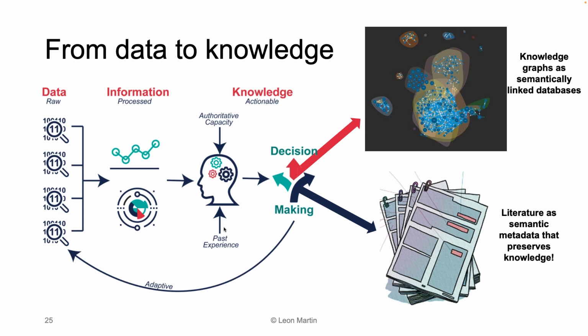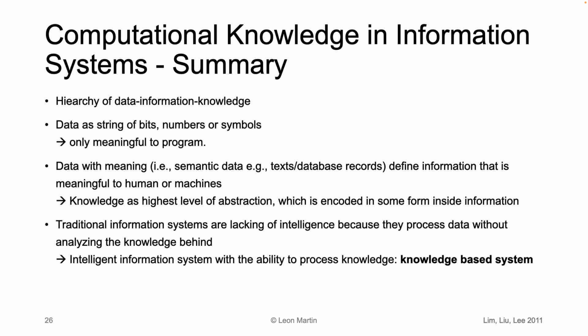I'm back. Okay. So as a little summary, there is this hierarchy of data, information, knowledge. The data is just a number of symbols, and it's only meaningful to a specific program that reads this data. But if we have a form of abstraction, if we annotate data with meaning, so with semantic data and texts and database records, so this information is then both meaningful to humans and machines, and we have this knowledge, which is the highest level of abstraction, and which is encoded in some form inside this information.